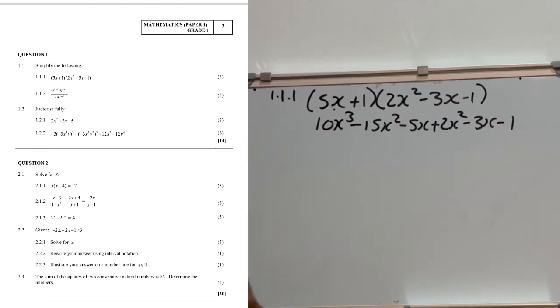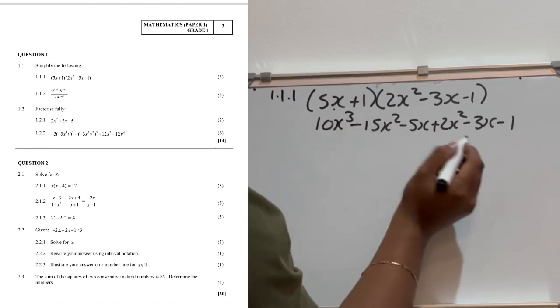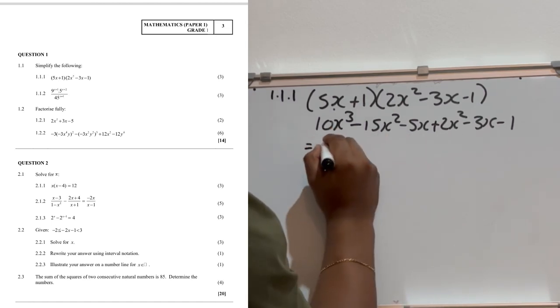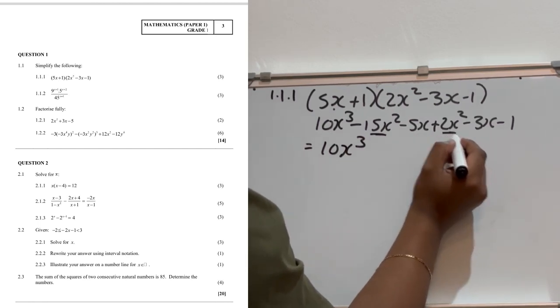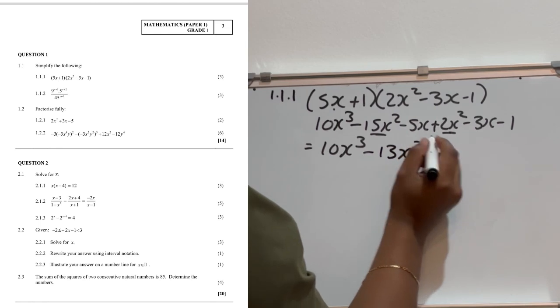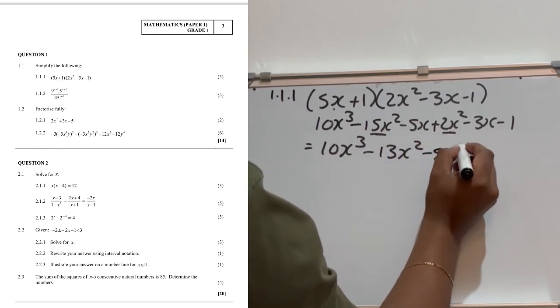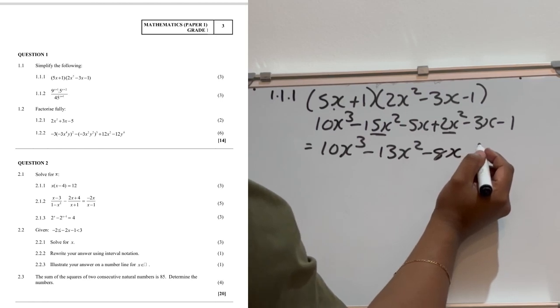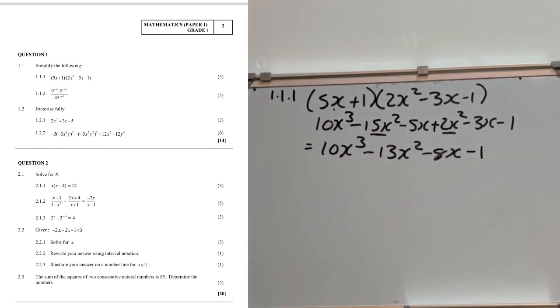So then we're going to go, what like terms we can add. We're going to say this is 10x to the power 3, minus 15x squared and 2x squared can add up, so that is minus 13x squared, and then minus 5x minus 3x is minus 8x, and then we're just going to have minus 1 left. Okay, so that's your answer for 1.1.1.